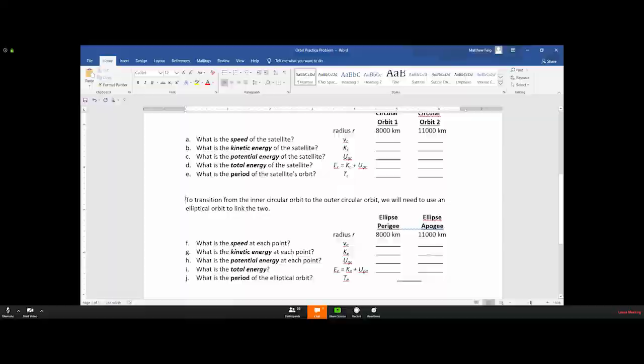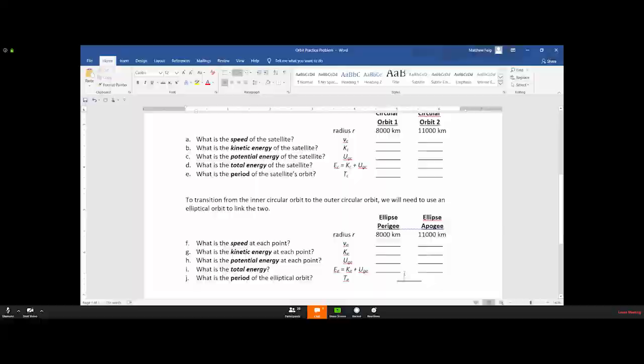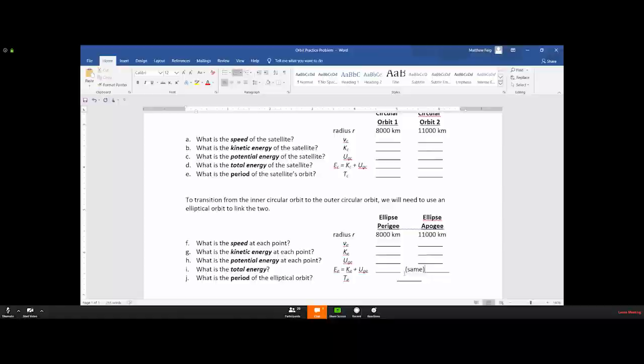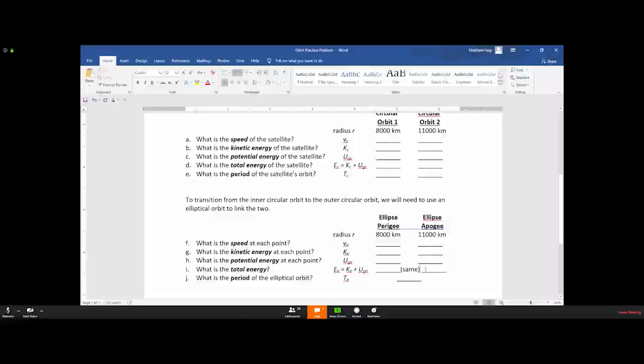Now, I actually do have 2 energy blanks here, but the expectation is that these are supposed to be the same. Maybe I'll even write that in here. So those should be the same, because energy doesn't change as you go around in orbit. I'm trying to get that a little smaller. All right, let's go with that. So those are expected to be the same.